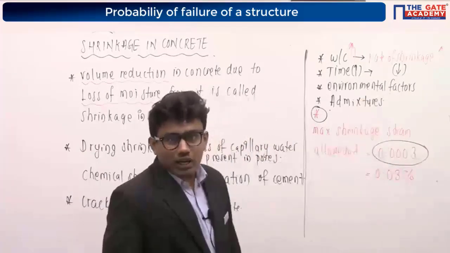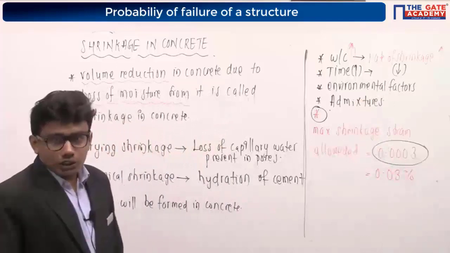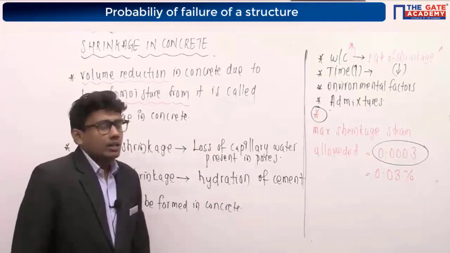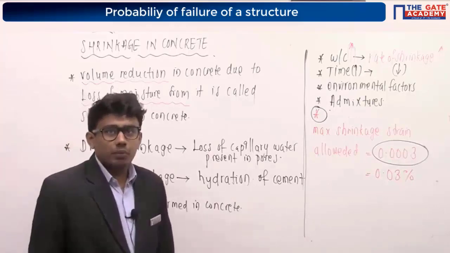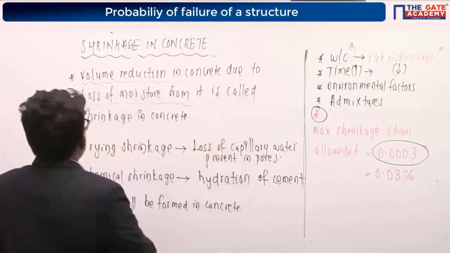So the most important point here is the maximum shrinkage strain allowed in the concrete. That is 0.0003. Okay, and you can note these things down and tell me when it is finished. Please note it down.